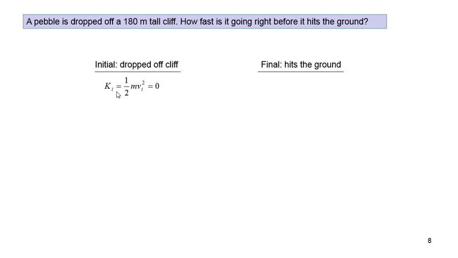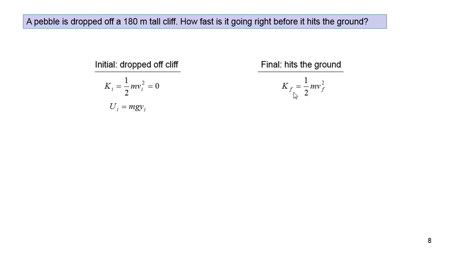I'm going to use the conservation of energy equation, which says k initial plus u initial equals k final plus u final. So here is my k initial. It's equal to 1/2 m v initial squared. V initial is 0 because it's dropped, so initially my kinetic energy is 0. My potential energy initially is equal to m g y initial. y initial is the y position of my object at this event, which is 180 meters. For now, I'm just going to leave this in terms of variables.